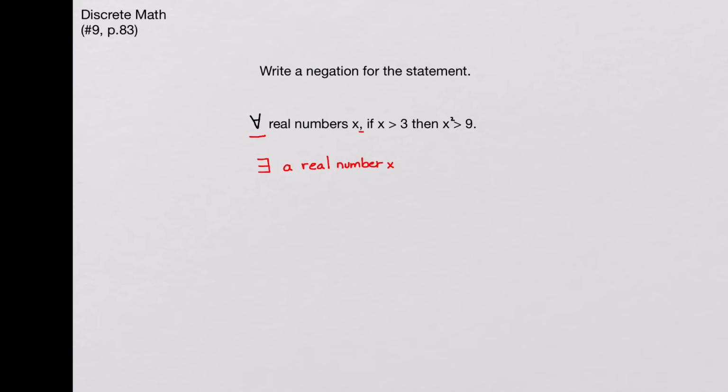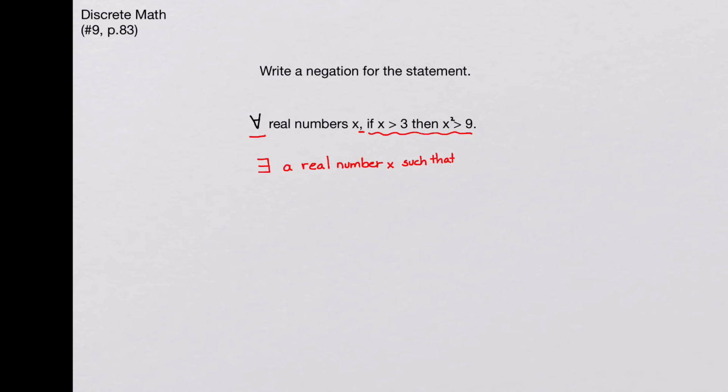And then we always have the comma after whatever the variable is when we're talking about universal statements, but when it's an existential, then we change that to such that. Okay, let's see what we have so far. There exists a real number x such that, and now we need to negate the last part. If x is greater than 3, then x squared is greater than 9.